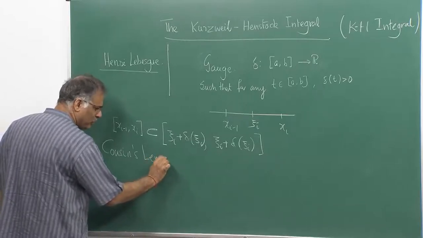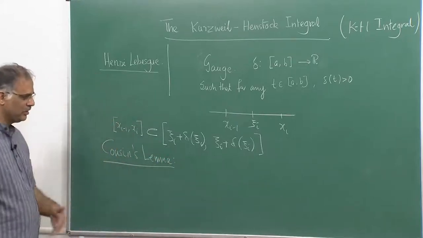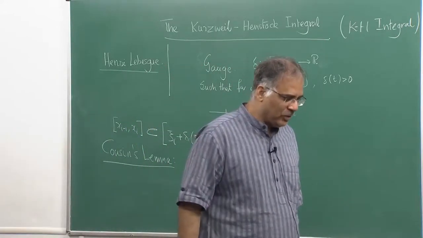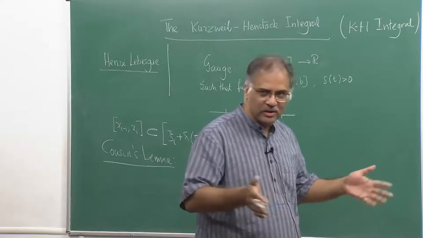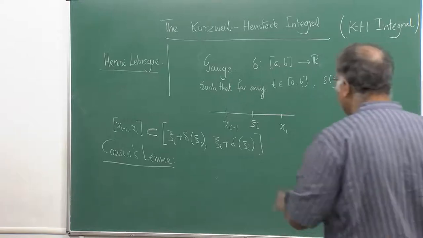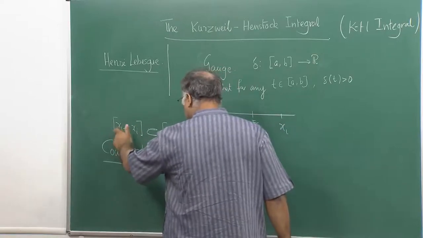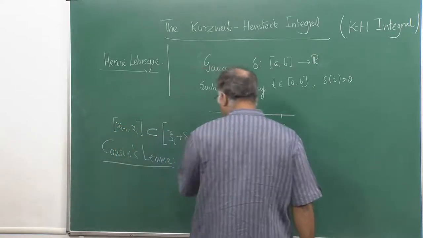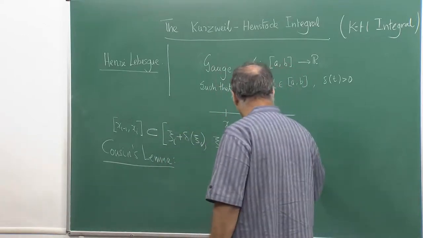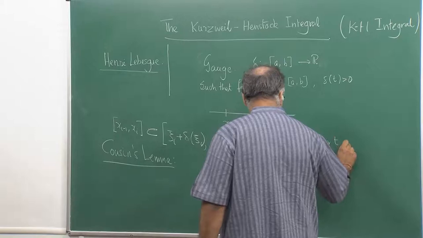Actually using Cousin's lemma you can prove other things, many other issues like extremum. You can prove that a function bounded on an interval has a lower bound, upper bound, all those things can be proved using this. So if I have an interval I and a gauge for which every sub-interval of the tagged partition has this feature, then I call that partition delta fine with respect to the gauge.